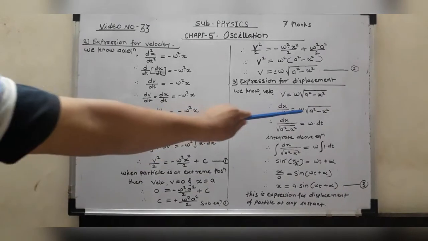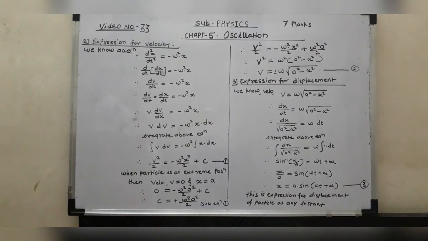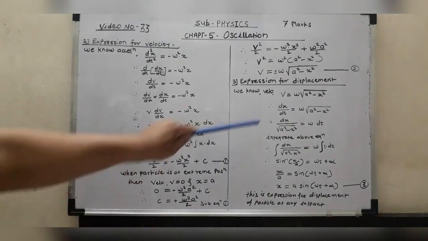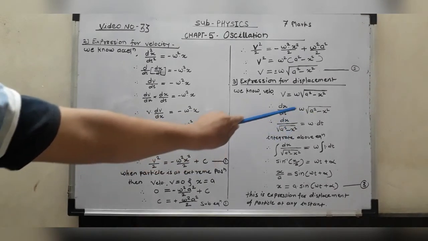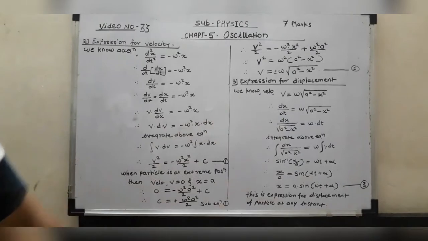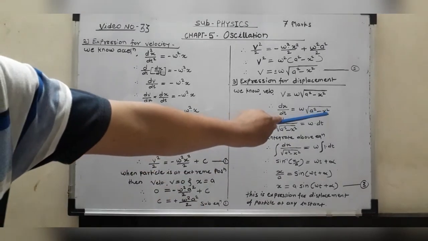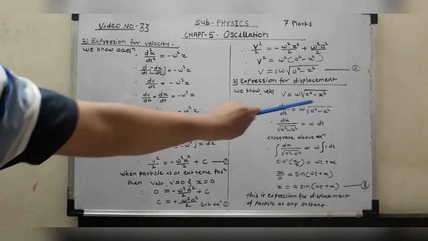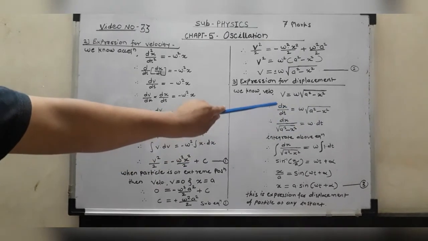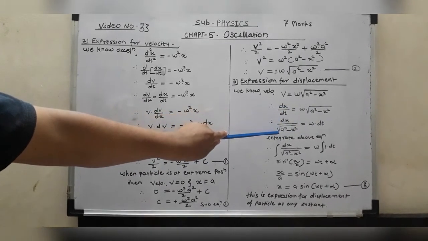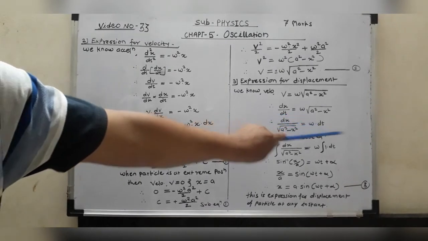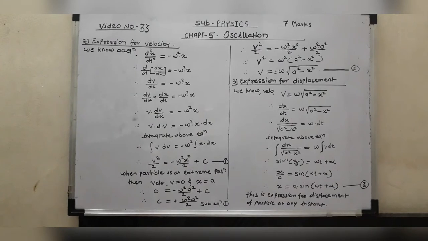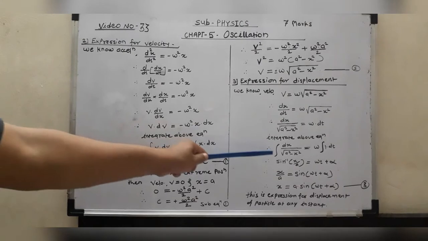Then, rearranging the terms to integrate the above equation, we take the root of A square minus x square to one side and dt to the other side. Therefore dx upon under root A square minus x square is equal to omega into dt. And then we can integrate the above equation on both sides.